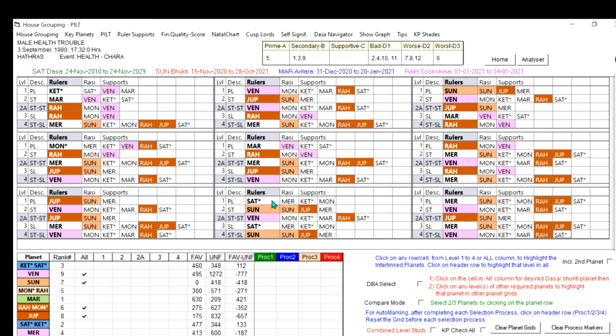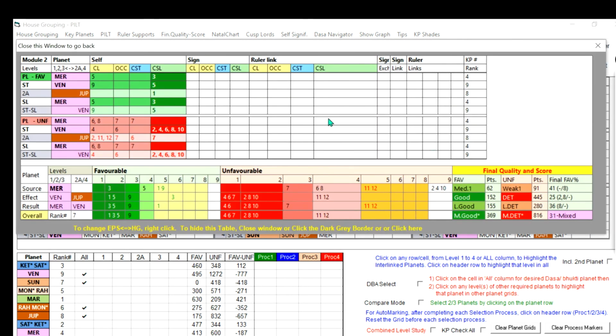So during that Saturn Mahadasa, Venus Bhukti, his health trouble actually became worse, because you can see in Saturn Dasa, Mercury Bhukti when it was running, Mercury is in the star of Venus and the 2A level is Jupiter. So this is also supportive for health trouble, because if you double click, you can see Venus, Mercury is fifth lord, third cuspal sublord, and 6 and 8 on the unfavorable side in the star of the unfavorable grouping.